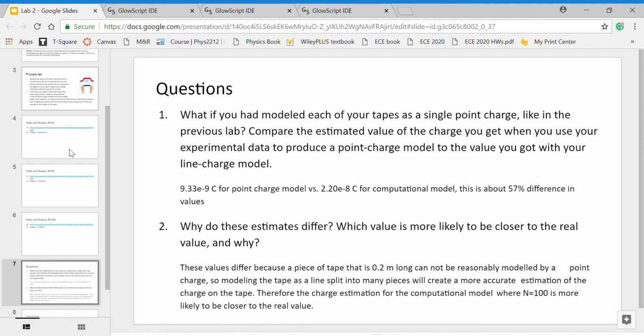Now, these values differ because a piece of tape that is roughly 20 centimeters long cannot be reasonably modeled by a point charge. So modeling the tape as a line split into many pieces will create a more accurate estimation of the charge on the tape. Therefore, the charge estimation for the computational model where n equals 100 is more likely to be closer to the real value.